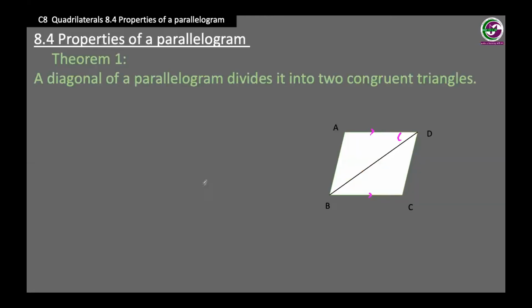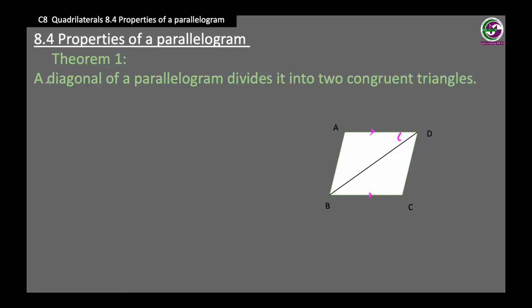Dear students, welcome back to the chapter Quadrilaterals. In the previous period, we have seen the family of quadrilaterals and the members in this family. In this period, we will see properties related to one of the members of this family, properties of a parallelogram.